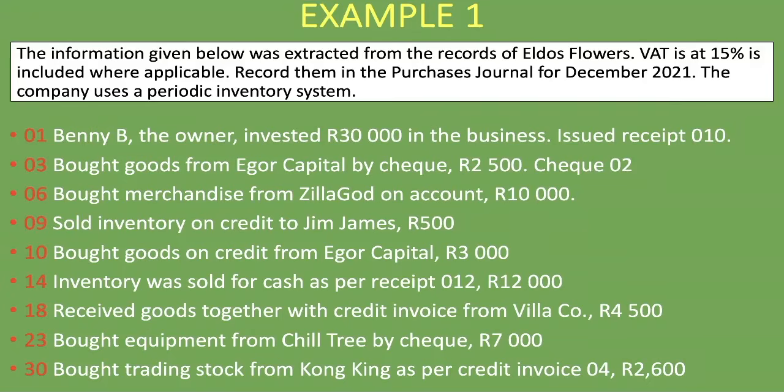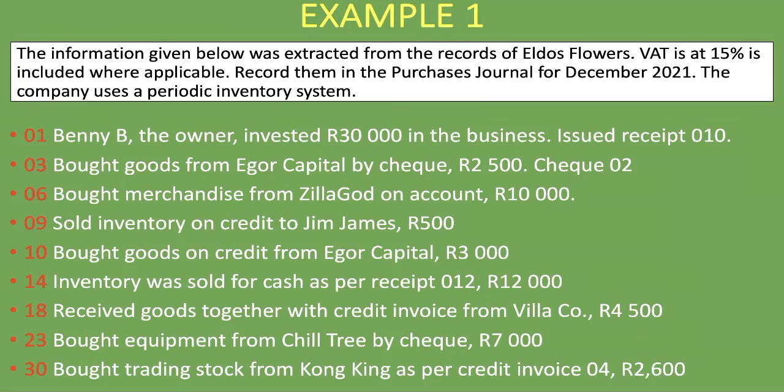Here is the example. We are told that the information given below was extracted from the records of Eldo's Flowers. VAT at 15% is included where applicable. Record them in the purchases journal for December 2021. The company uses a periodic inventory system. They told us that VAT at 15% is included where applicable. That means all the amounts here include VAT where it's applicable, of course. And when we are told that VAT is applicable at a specific percentage, then we know we have to take it into account. Sometimes we may be told that the company or the entity is registered as a VAT vendor. That is when you also have to take VAT into account.